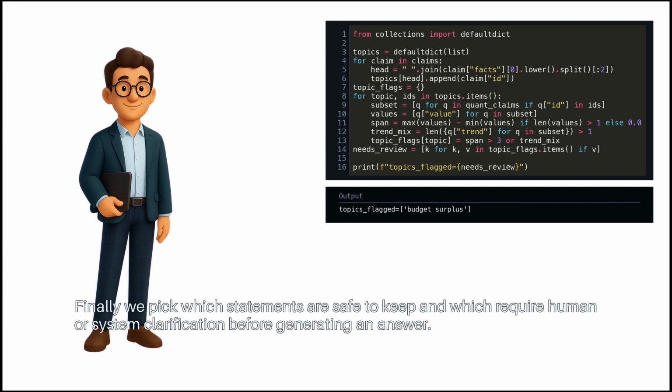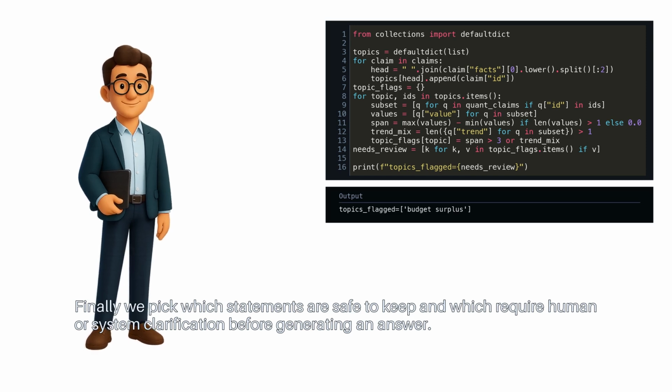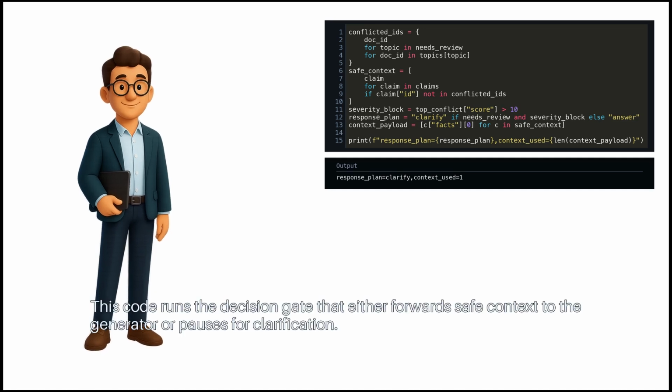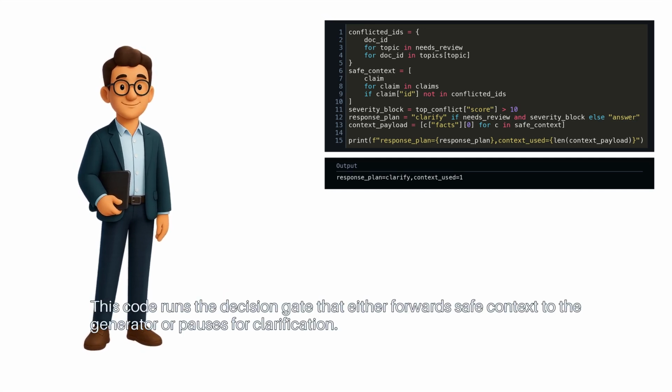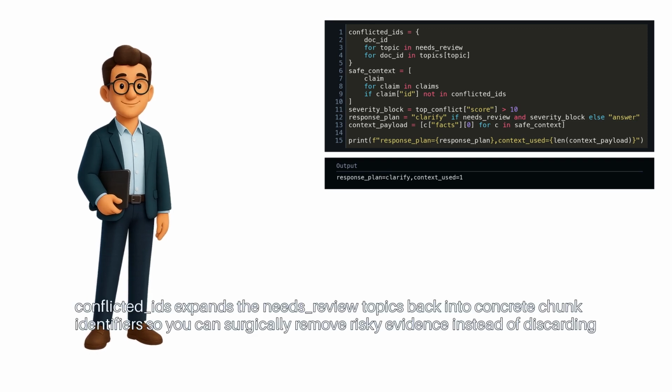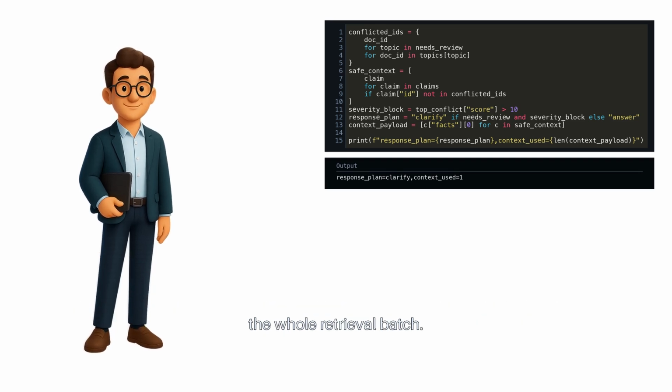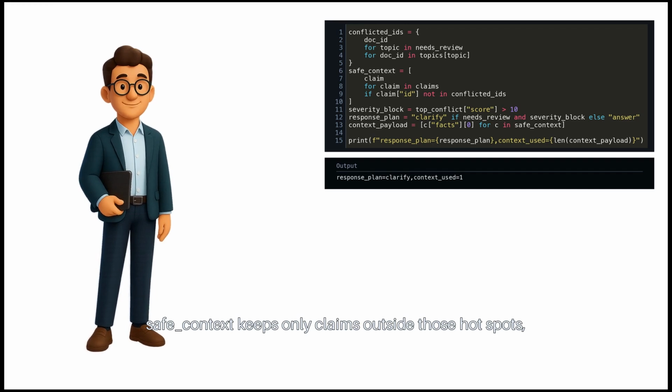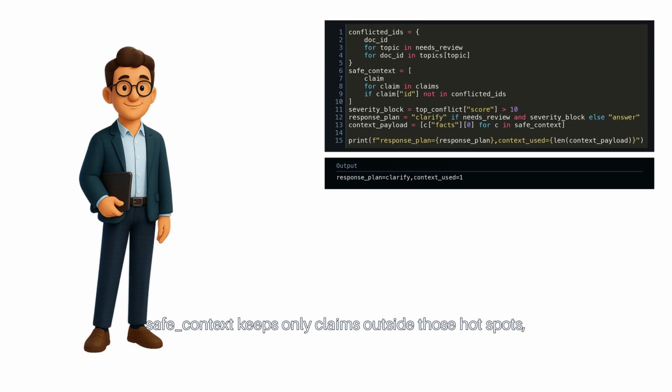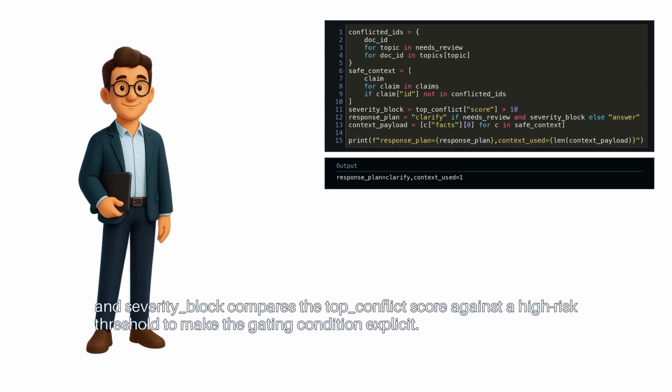Finally, we pick which statements are safe to keep and which require human or system clarification before generating an answer. This code runs the decision gate that either forwards safe context to the generator or pauses for clarification. Conflicted IDs expands the needs review topics back into concrete chunk identifiers so you can surgically remove risky evidence instead of discarding the whole retrieval batch. Safe context keeps only claims outside those hotspots. And severity block compares the top conflict score against a high-risk threshold to make the gating condition explicit.